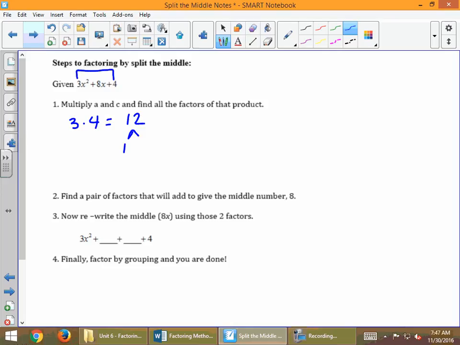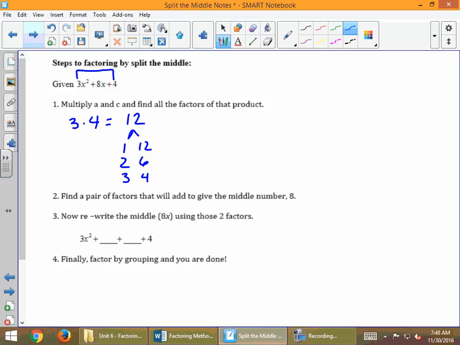1 and 12. Always do the 1. Sometimes it is the 1, and then if you don't do the 1, you can't find it. Always do 1. 2 times what gives us 12? 3 times what gives us 12? 4. Anything else multiply to give us 12? So that's our first step.